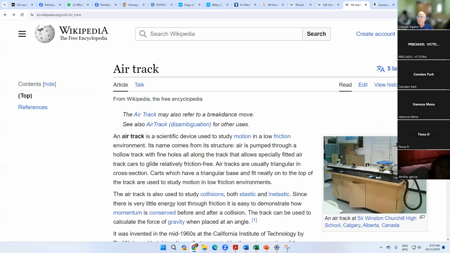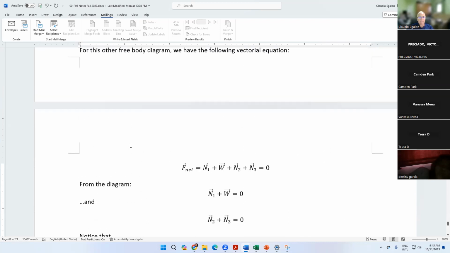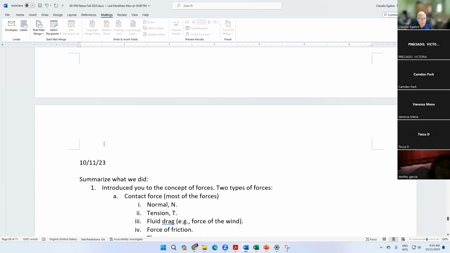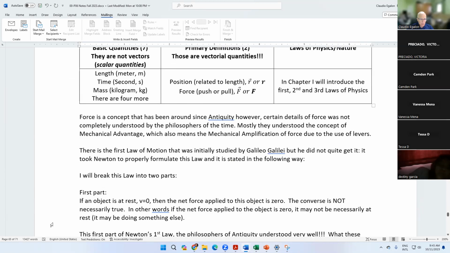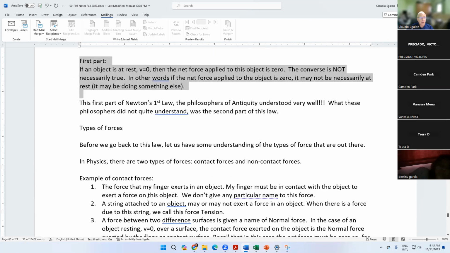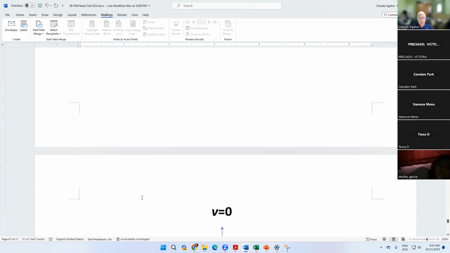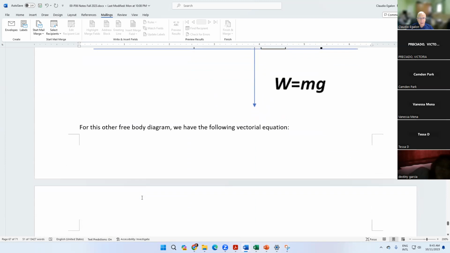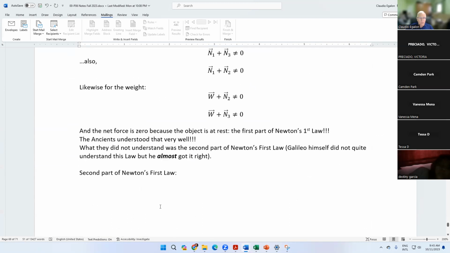Now, the second part of Newton's first law. I'm going to just copy and paste what I had before. Don't forget, folks, the second part was not as obvious to the ancients because they didn't have the technology. Newton could picture it. Galileo almost got there. He didn't quite get it right, but he almost got there. And today we just go into the arcade and see the second part of Newton's first law at work.